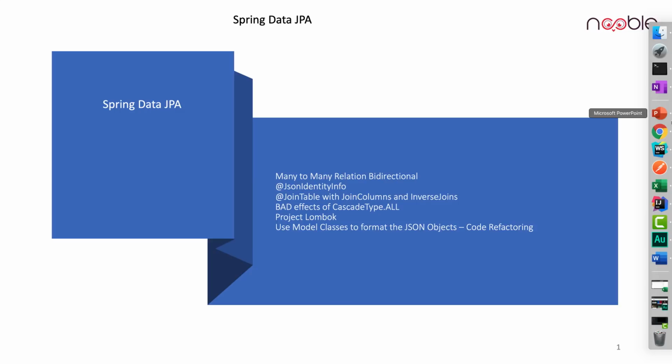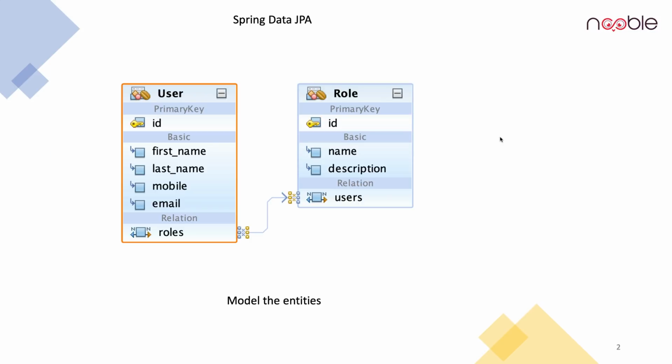So let us start by modeling the entities. Here we have the user and the role entities. You can see the role definition in the user entity and the user's definition in the role entity. Hence we can call it a bidirectional relation.